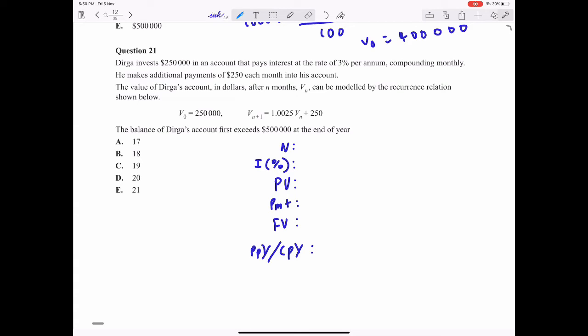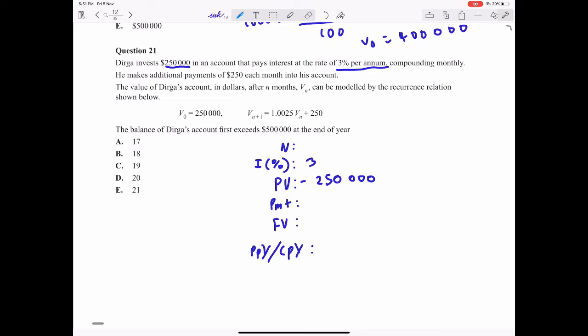And to be honest, I think the recurrence relation is a bit of a distractor here, because you wouldn't really use it to find when the balance first exceeds 500,000. I would use the financial solver on your calculator. So we know that Durga invests $250,000 into the account. So $250,000 is negative 250,000 in the present value, because he's investing this money. So therefore it's negative.